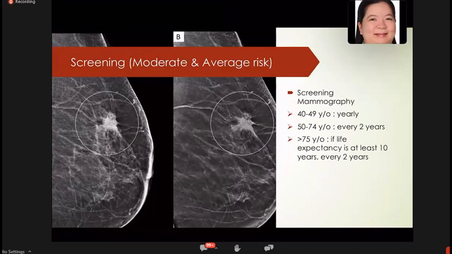Okay, let's go muna to mammogram. Okay? Minsan darating patient sa'yo, no? Doc, may mammogram ako, pwede mo bang interpret? Tulungan mo naman ako. Okay? So, screening mammography, okay? For screening mammography, what do you do?